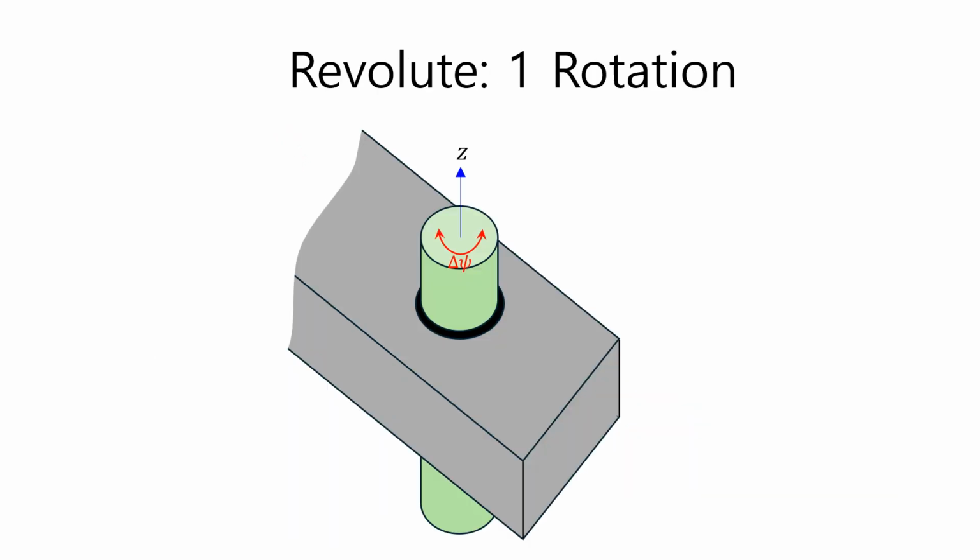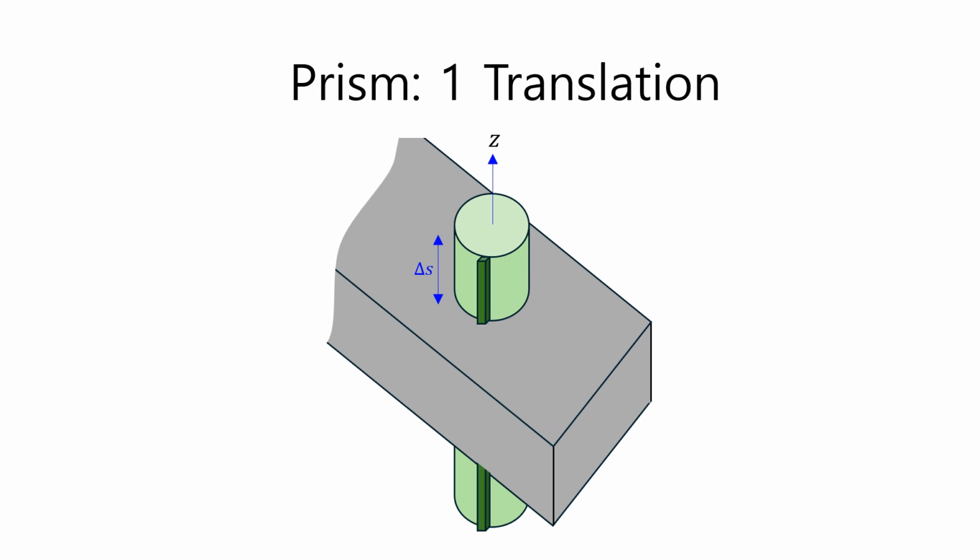The first lower pair is a revolute joint, which means it can only rotate and not translate. It has 1 degree of freedom. The body, shown in grey, can rotate around the green pin. The second lower pair is a prism joint that cannot rotate and can only translate axially. It has 1 degree of freedom. The body, shown in grey, can translate up and down along the green pin.